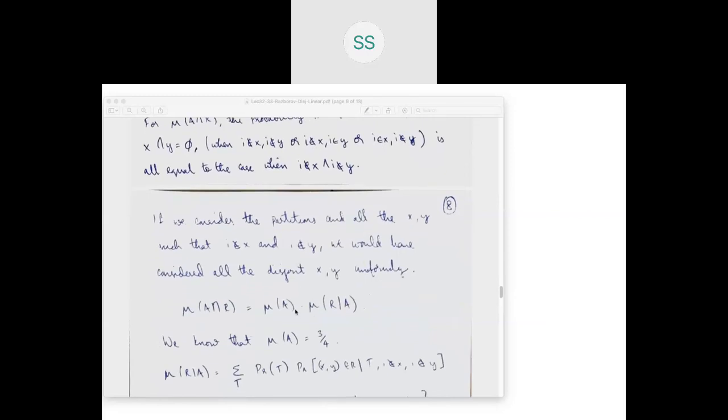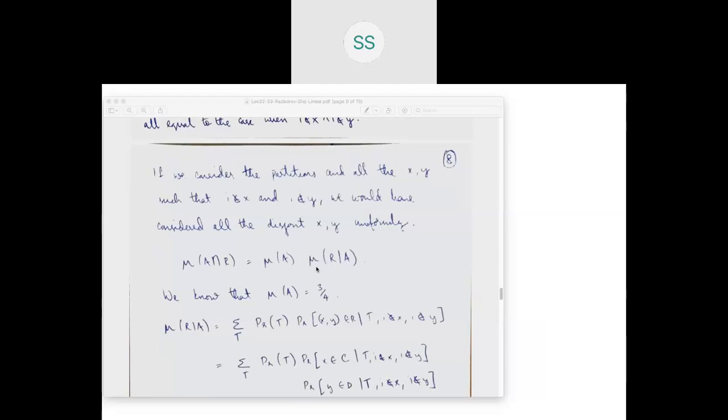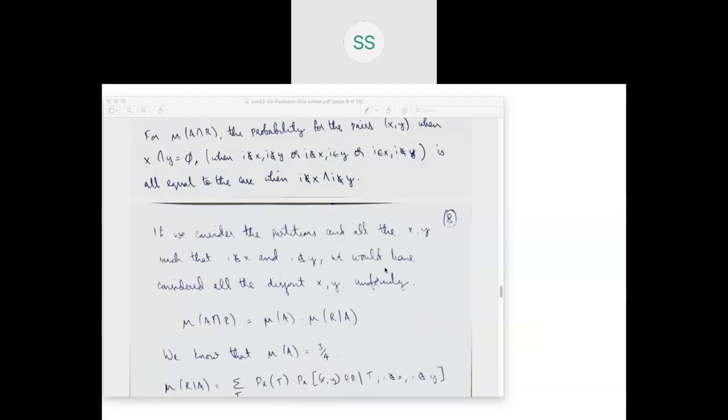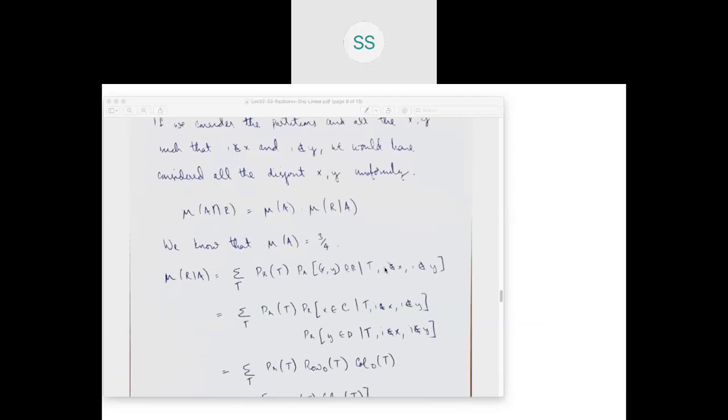So mu of A intersection R is this, and we have already seen that mu of A is 3/4. Now we need to compute mu of R given A, and by the argument that I just made, mu of R given A is the summation over all the partitions T of the probability of T given this. Here we don't need to write the other cases, such as I not in X but I in Y, or I in X but not in Y. That kind of thing we don't need to write. This is sufficient, and likewise to what we did here, we can write this.